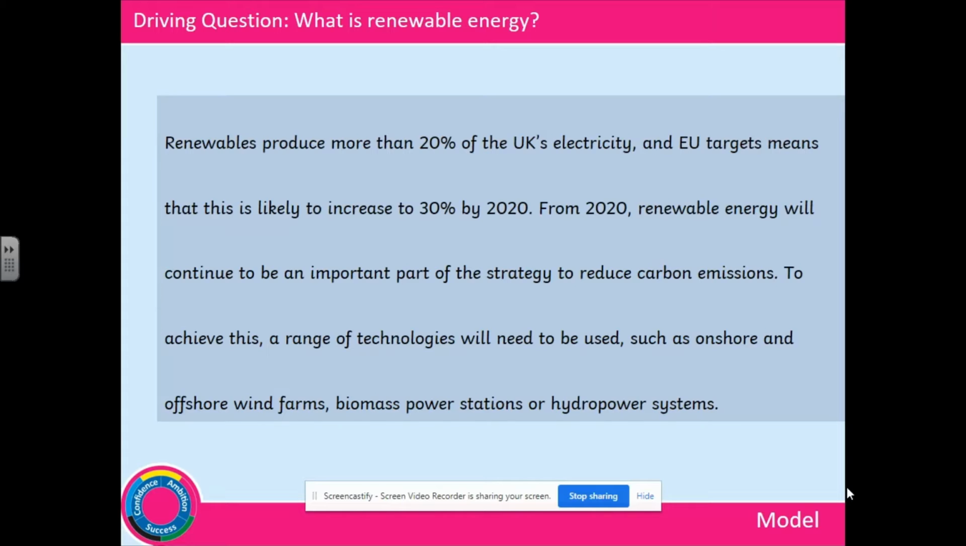Now, the UK's biggest, and when I say biggest, I mean biggest power station, which is the Drax power station, is now moving towards using renewable energy. That is a very big plus. But we'll be looking more at Drax and what they've done in subsequent lessons.